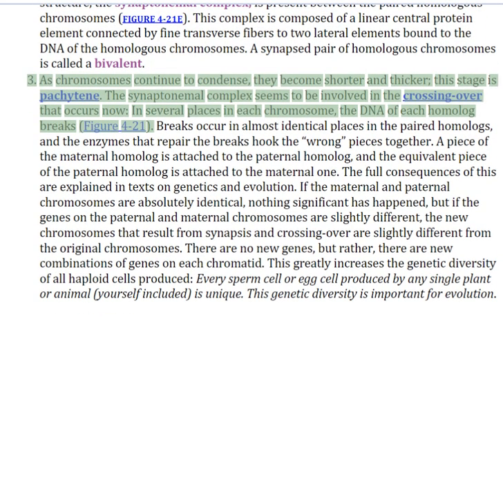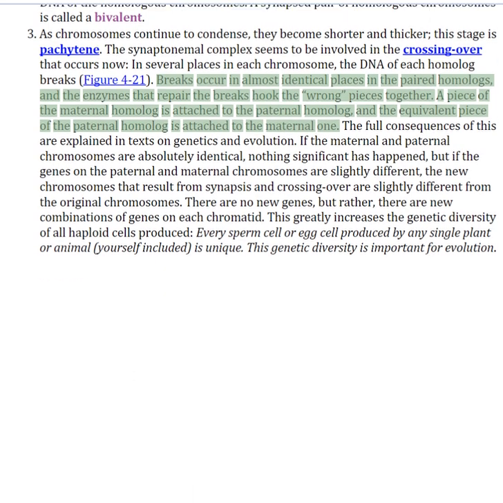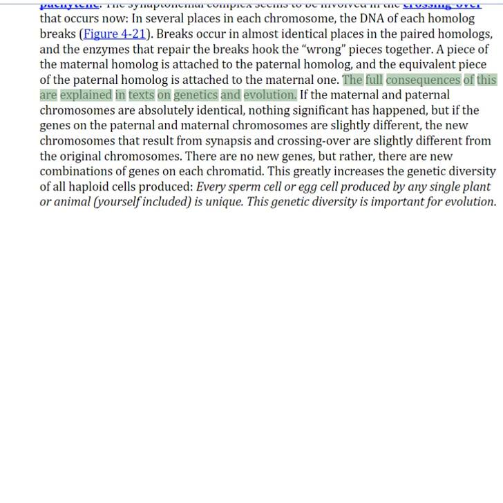3. As chromosomes continue to condense, they become shorter and thicker. This stage is pachytene. The synaptonemal complex seems to be involved in the crossing over that occurs now. In several places in each chromosome, the DNA of each homologue breaks. Breaks occur in almost identical places in the paired homologues, and the enzymes that repair the breaks hook the wrong pieces together. A piece of the maternal homologue is attached to the paternal homologue, and the equivalent piece of the paternal homologue is attached to the maternal one. The full consequences of this are explained in texts on genetics and evolution.